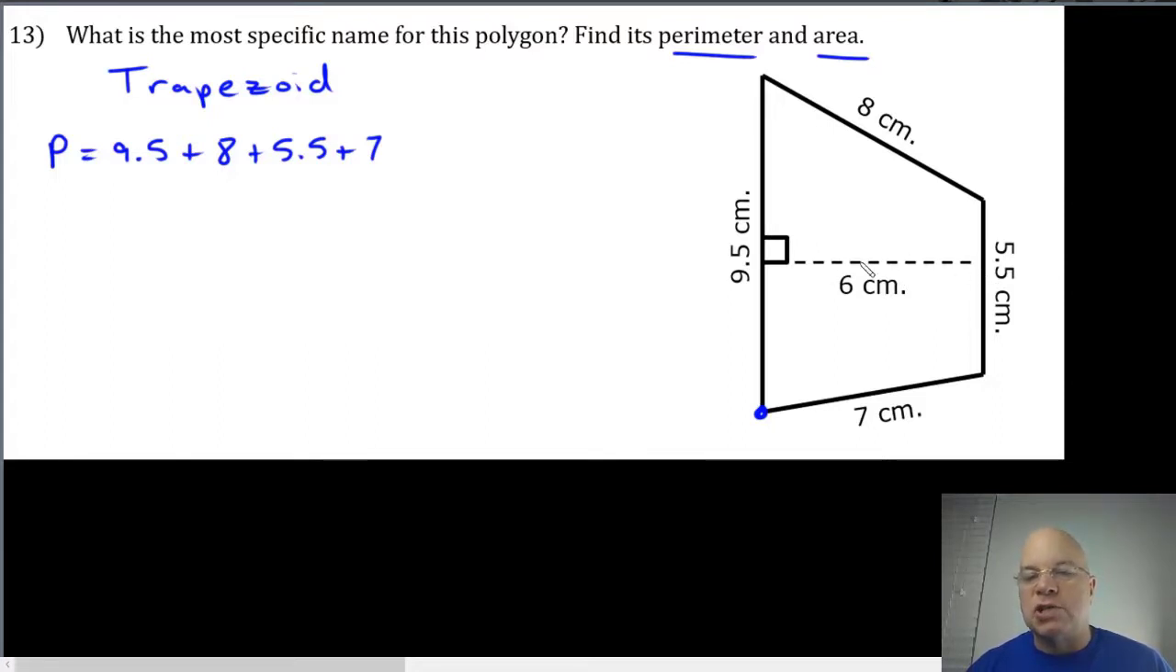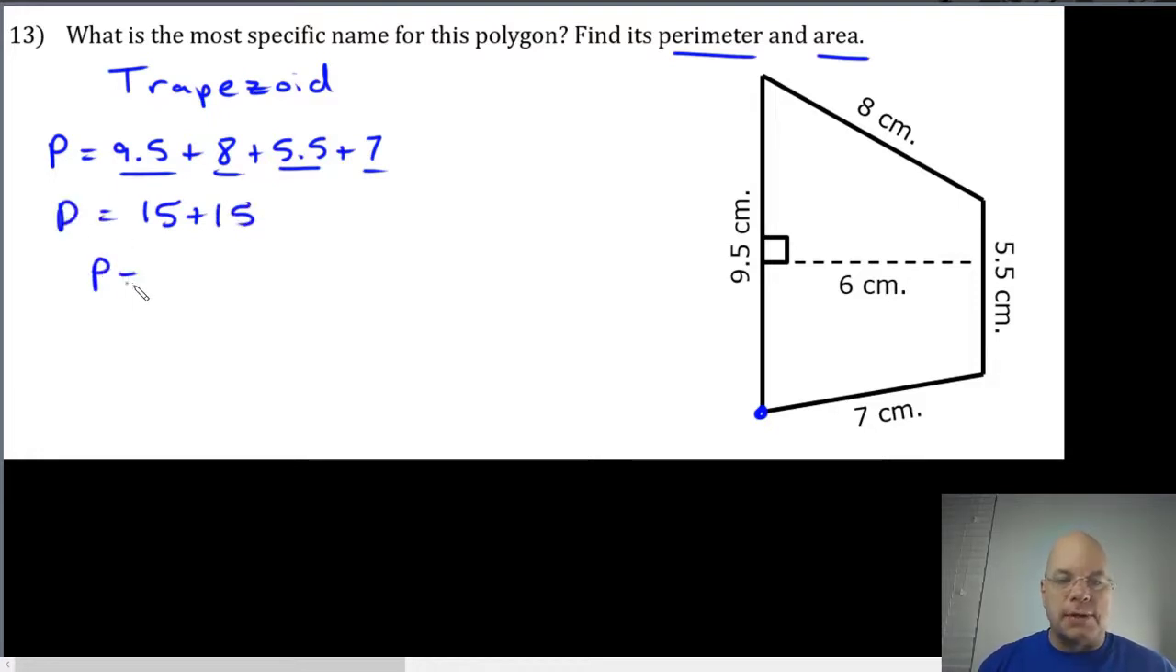The perpendicular distance between the bases, it's shown as a dashed line so that we understand it's not part of the figure. I'm going to associate to my advantage and add the 9.5 and the 5.5. 9 5/10 and 5 5/10 is 14 10/10, which is 15, plus 8 and 7 is also 15. So this perimeter is 30 centimeters.